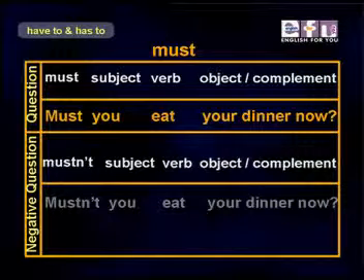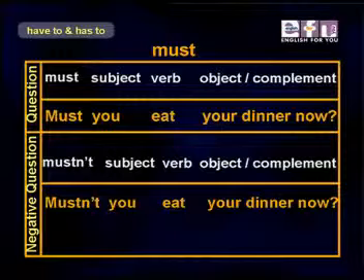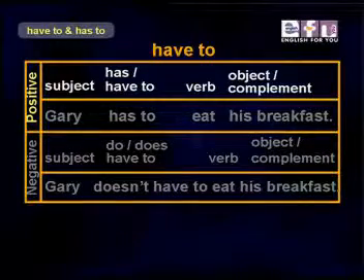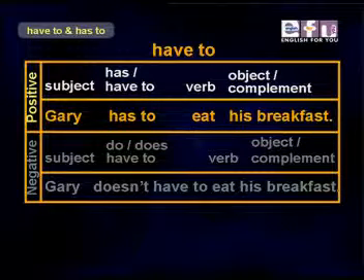So you begin with must, plus your subject, then the verb, and then the object or complement. And we also have a negative question form. Mustn't you eat your dinner now? Start with mustn't, plus subject, plus verb, and then your object or complement. Now look at the chart for have to. We could start with the positive form. Gary has to eat his breakfast. First the subject, then has or have to, and then the verb, and the object or complement.